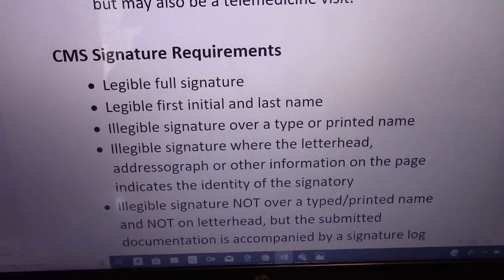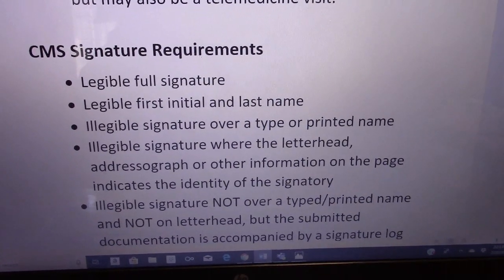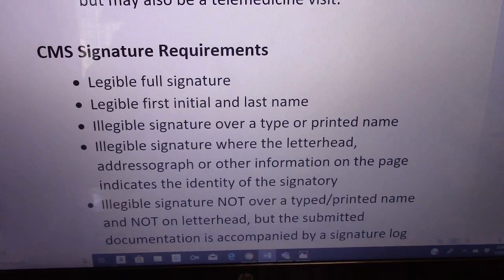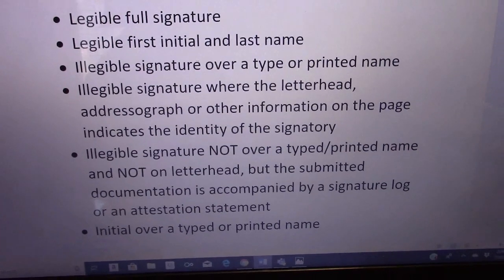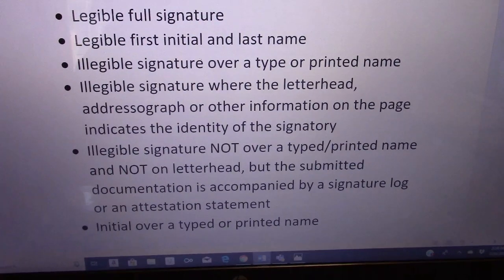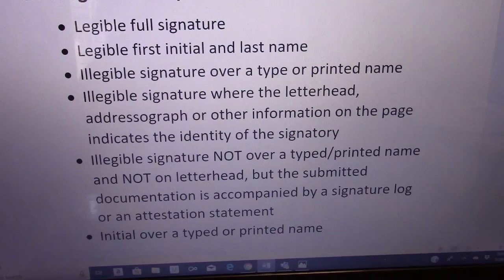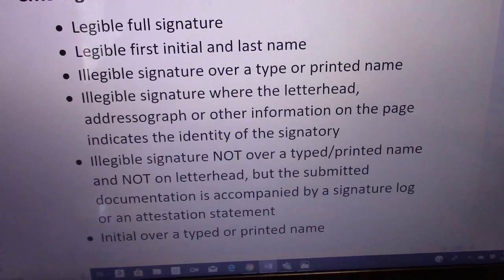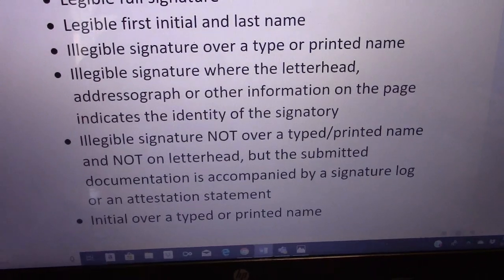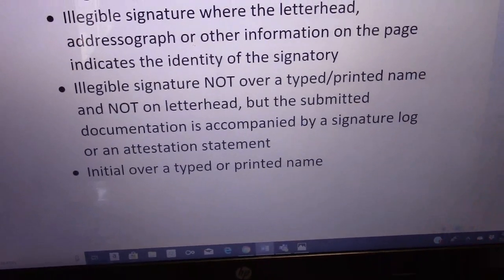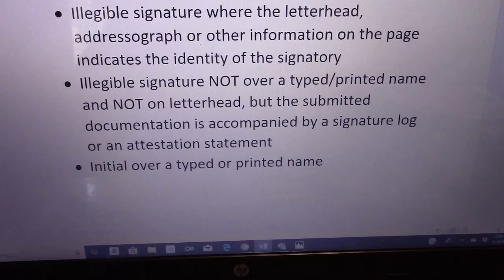CMS signature requirements. It must be a legible full signature or a legible first initial and last name. If illegible, signature over a typed or printed name. Illegible signature where the letterhead, addressograph, or other information on the page indicates the identity of the signatory. Illegible signature not over a typed printed name and not on letterhead must be submitted.